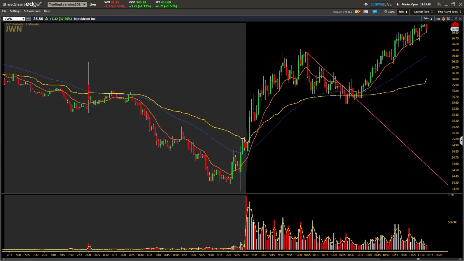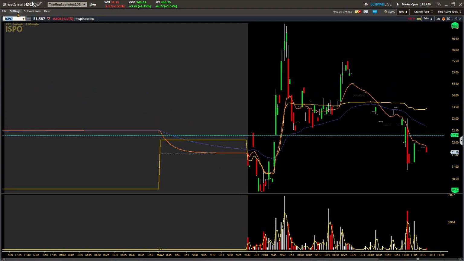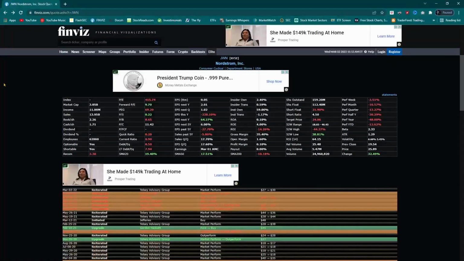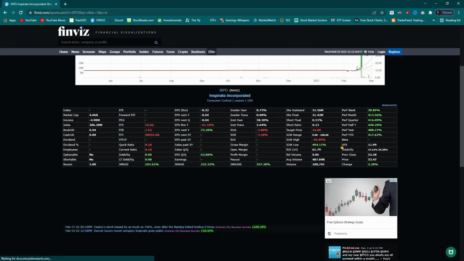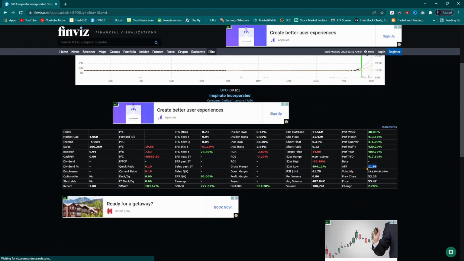It's holding true, but we're not seeing explosive, wicked moves like this stock, ISPO, right? And look at ISPO. This thing went from 50. It skipped up here to $57. Just for fun, let's look at the ATR on ISPO. Look at the average true range on this stock, $11.99. So that's telling you on average that this stock likes to swing up and down $12.